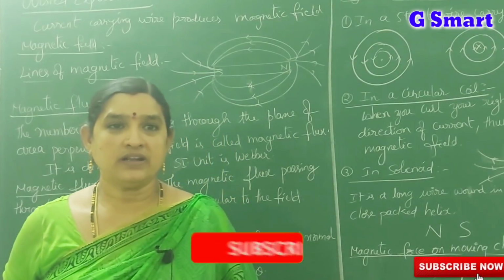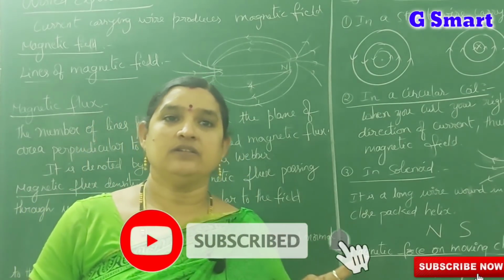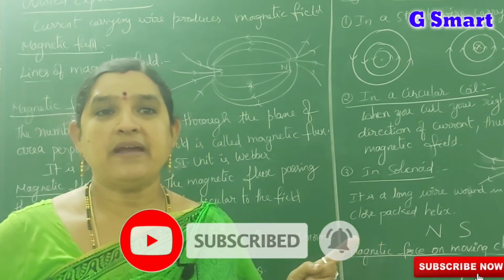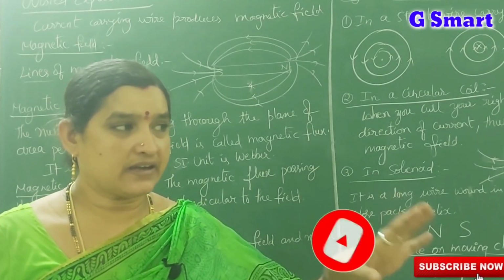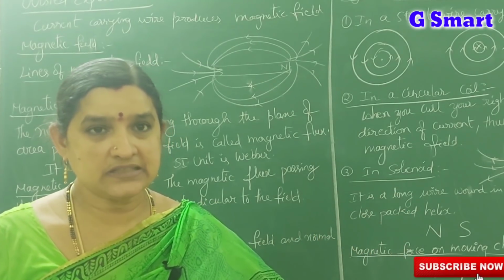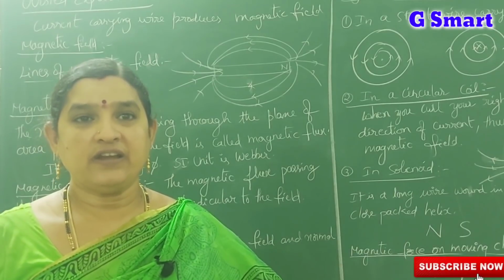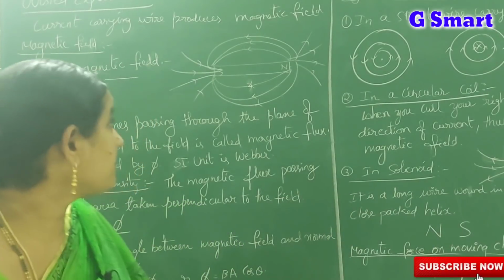So then he concluded that a current carrying wire creates a magnetic field. If there is a current carrying wire, it means a magnetic field exists.